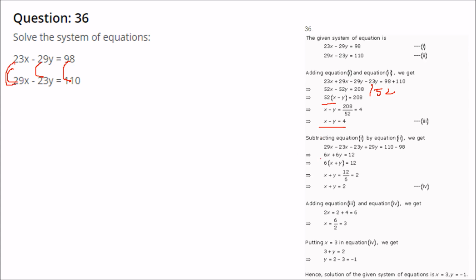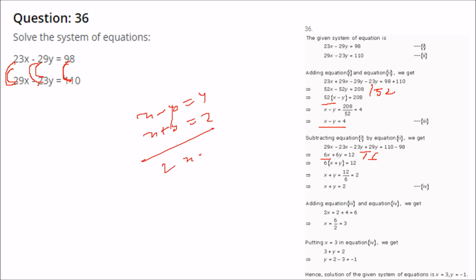29 minus 23 is 6x. 23 minus of minus 29 will be 6 again, so 6y. And then you have 110 minus 98, you get 12. So you have an equation, divide the whole by 6. You get x plus y equal to 2. So you have x minus y equal to 4 and x plus y equal to 2.